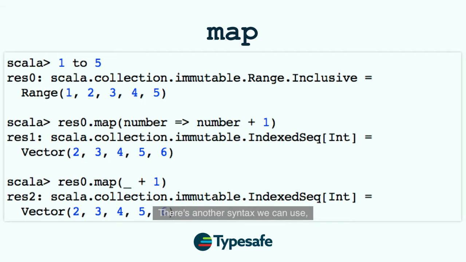There's another syntax we can use at the bottom of the slide where instead of giving a name for every value that is being used in the function, we instead use the placeholder underscore to represent the value. This is a more succinct syntax, however, it's not quite as readable.